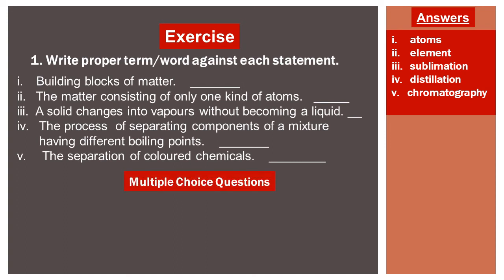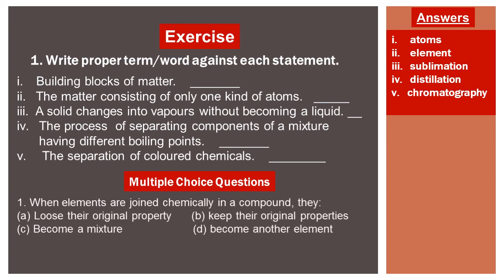So students, there are some multiple choice questions as well. Those are called MCQs, you know. So in MCQ number 1, they have asked, when elements are joined chemically in a compound, then they, first option, lose their original property. Second, keep their original properties. Or the third one is become a mixture. Or the last option is become another element.